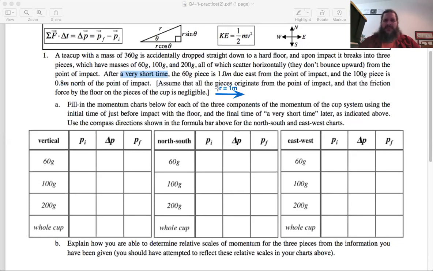But to convert that into velocity, we would divide that by time. So if you take a 1 meter vector and divide by a very short time, that changes the magnitude. The magnitude would now be 1 meter divided by that amount of time. But what would you say about the direction of the velocity? If you take a vector pointing to the east and divide by a scalar, what do you know about the direction of the result?